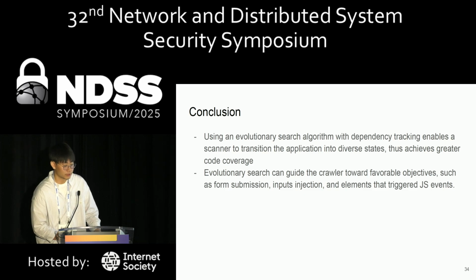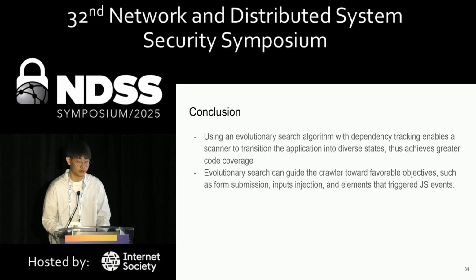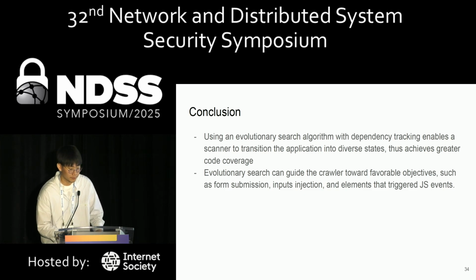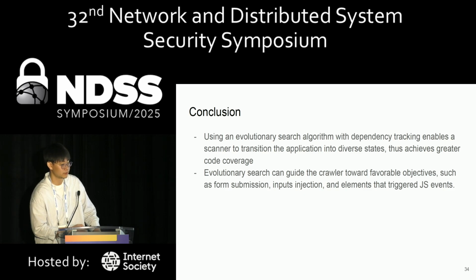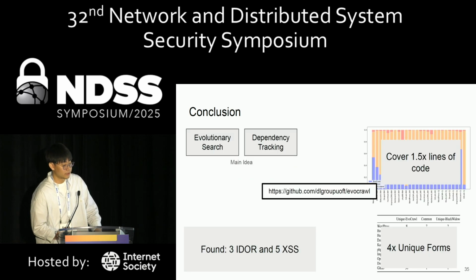Here's our conclusion. We think using an evolutionary search algorithm with dependency tracking enables a scanner to transition the application into diverse states, and thus achieves greater code coverage. Also, evolutionary search can guide the crawler toward favorable objectives, such as form submission, input injection, and elements that trigger JavaScript events.